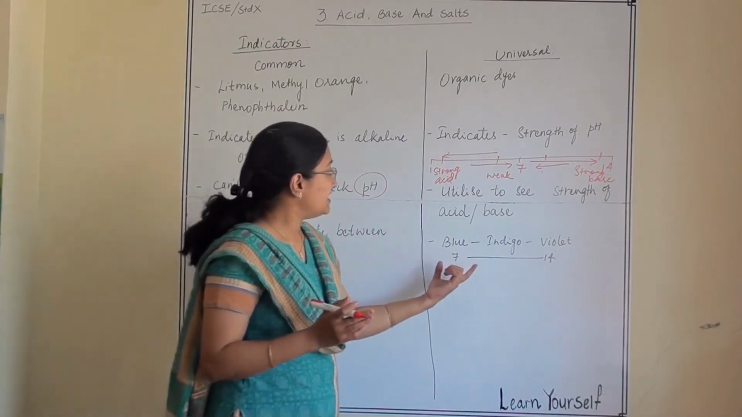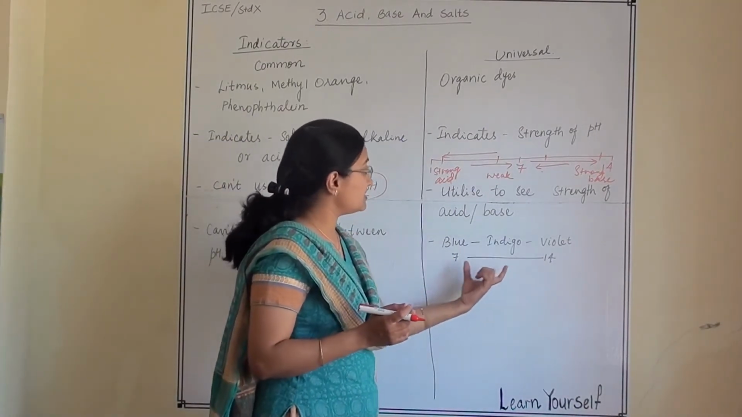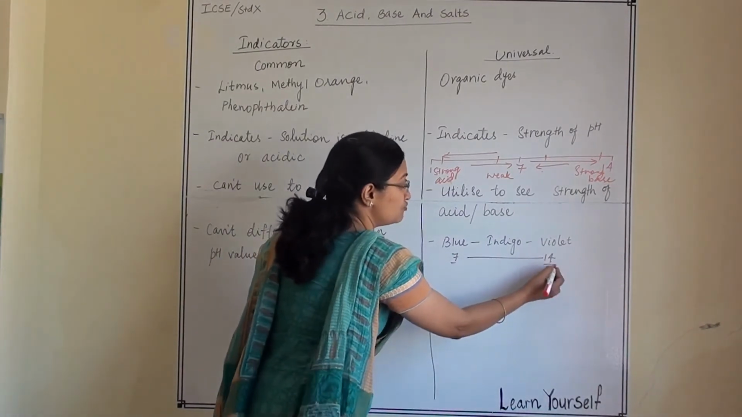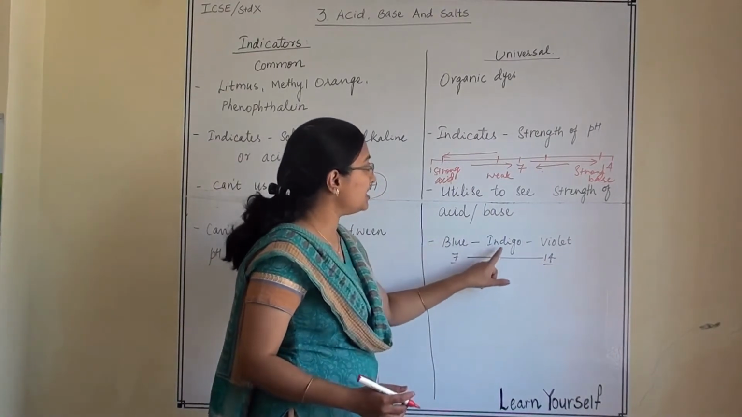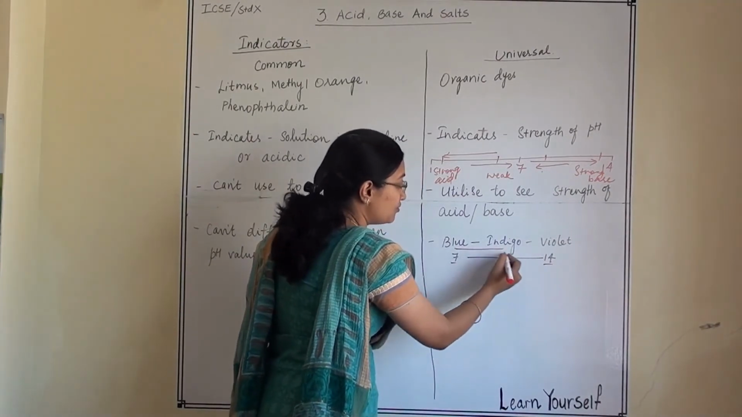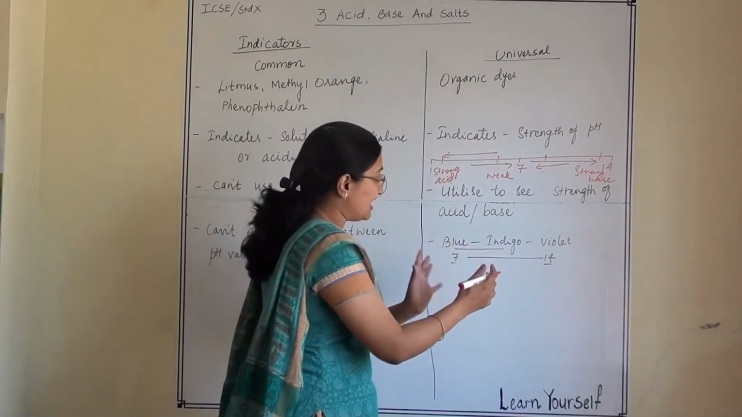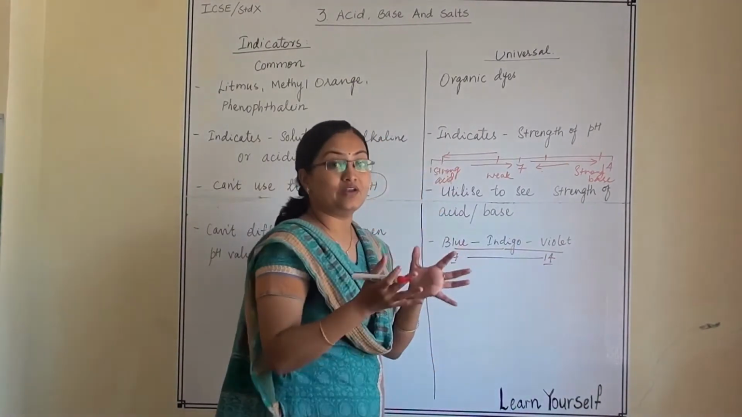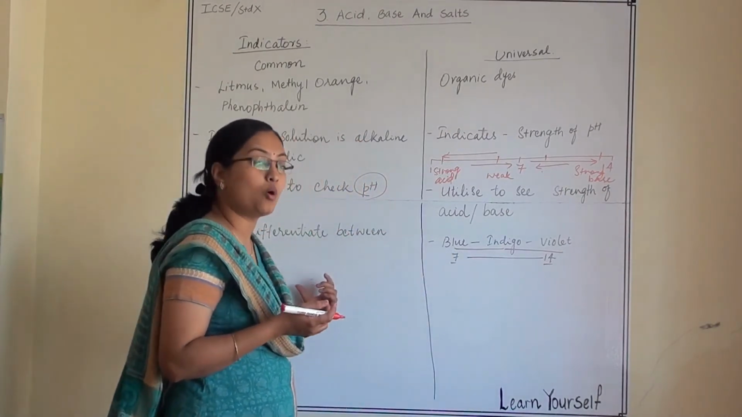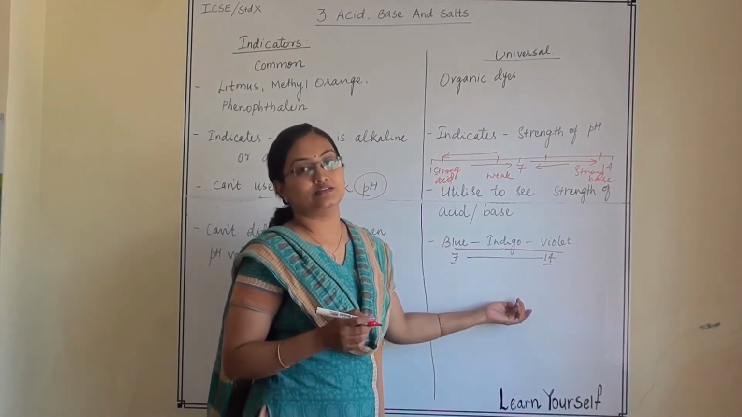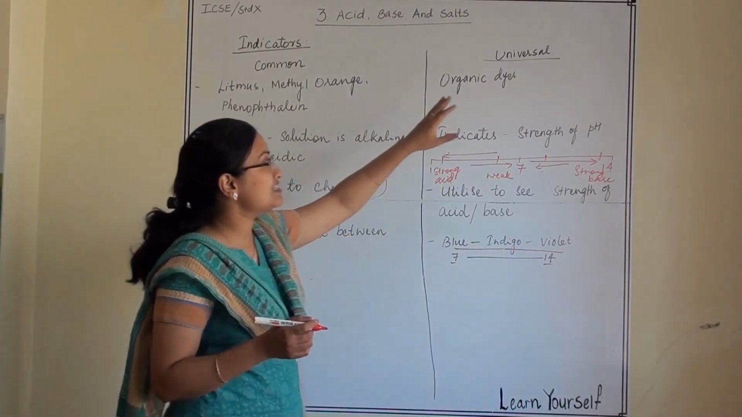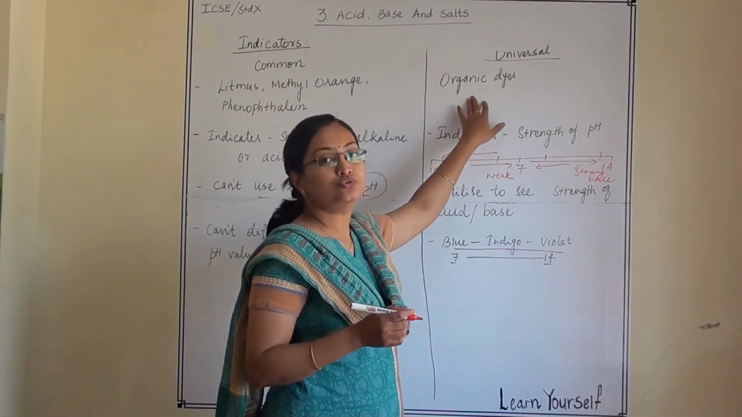It will not show any kind of pH change, or it will not show whether it is strong or weak. And here, if you see, this is one type of organic dye, it shows 3 types of color change in the 7 to 14 pH range: blue, indigo and violet. So if it transitions from blue to indigo, you can say that this is a weak alkali. If it's indigo to violet, you can say it is a strong alkali. So this is the basic difference between common and universal indicators. What are the common indicators? Litmus, methyl orange, phenolphthalein. Whereas in universal indicators, we use organic dyes.